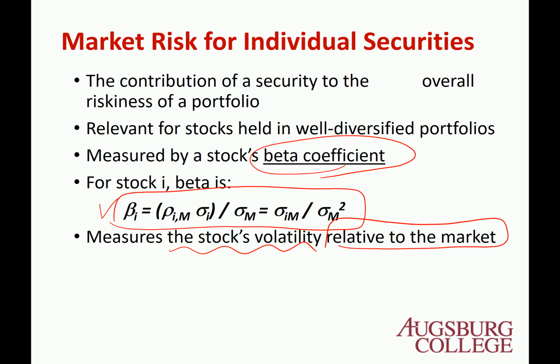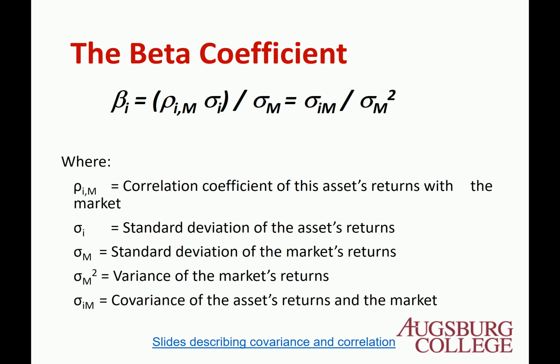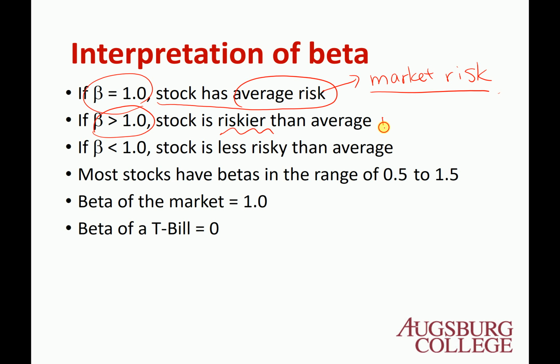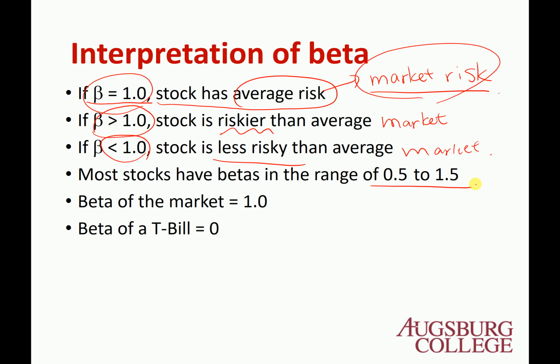Okay. So if beta equals 1, the stock has average risk. The risk level is the market portfolio. If beta is greater than 1, then it's riskier than the market. If beta is less than 1, it's less risky than the market. So the definition of beta is, if beta is 1, then the level of the risk is the same as the market risk. Most stocks have beta in the range of 0.5 to 1.5.